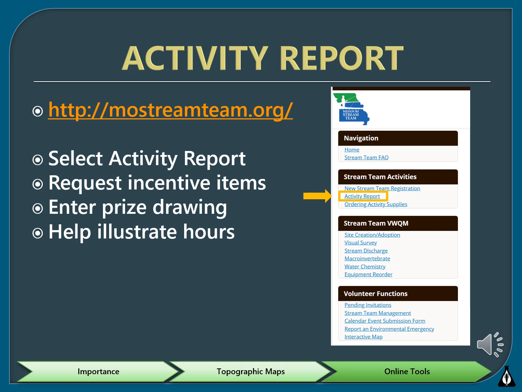When you go out and monitor or participate in Stream Team activities, we also ask that you submit an activity report. You can do this after you create an account with our database, as well as either create a stream team or become a part of a stream team. So once you do that, then you can submit activity reports to us. This helps illustrate our hours and helps the funding for the program continue. You can also request incentive items and enter prize drawings by submitting activity reports.